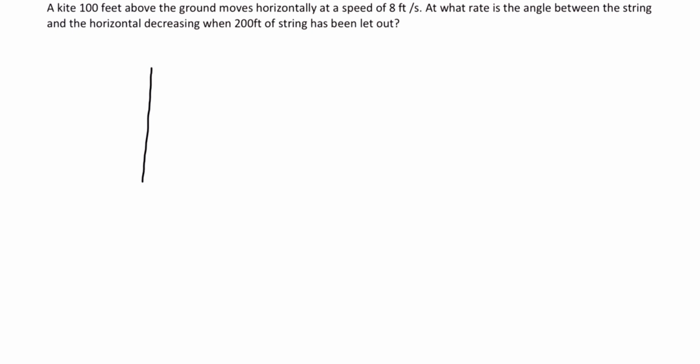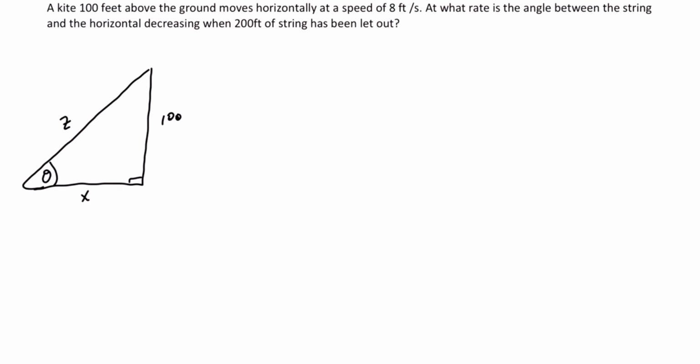This vertical distance will represent the 100 feet above the ground. And our kite string is this diagonal. We can label the horizontal as x, the angle as theta, and we'll label the string as z.